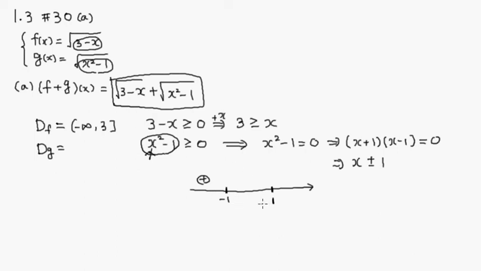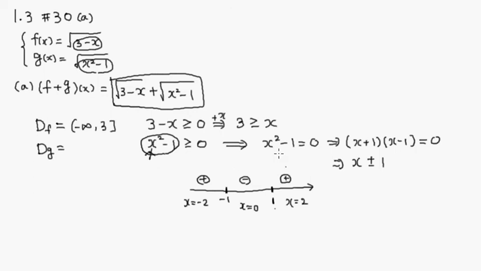If you pick anything between -1 and positive 1, let's try x equals 0. 0 squared minus 1 is -1, so you get a negative sign. We don't want this section. And let's try anything bigger than 1, so I'll try x equals 2. 2 squared minus 1 is 3, so it's positive.